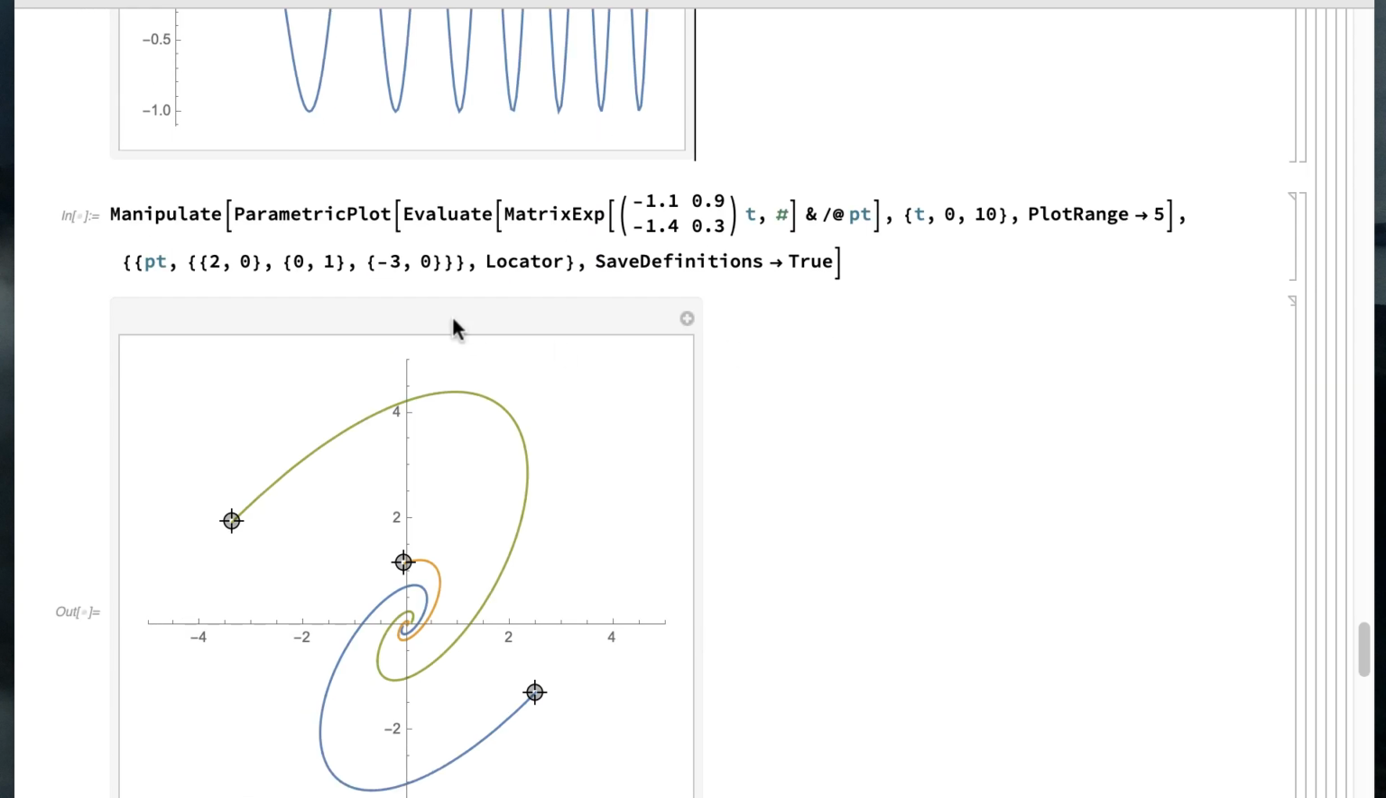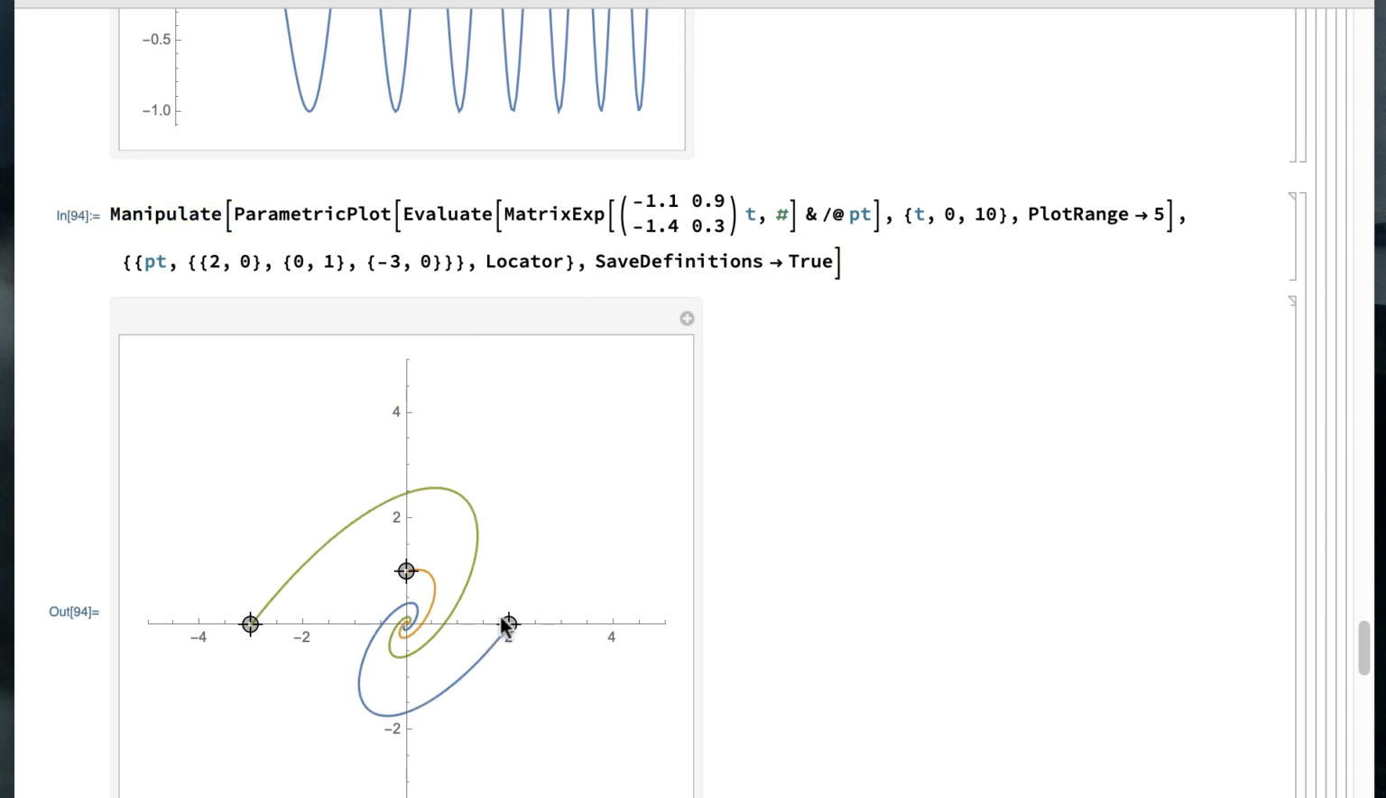Manipulate can use much more elaborate controls. Here's one that I'm just swiping from the documentation. But basically, it's letting you solve all sorts of complicated differential equations for various initial conditions. All right.